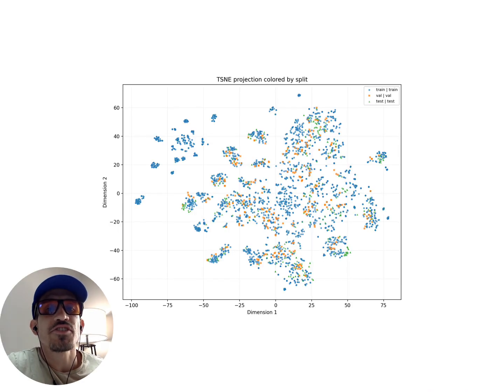This visualization shows the train, validation, test structure in embedding space, and it supports the claim that the split is clean and not leaking information across the sets.